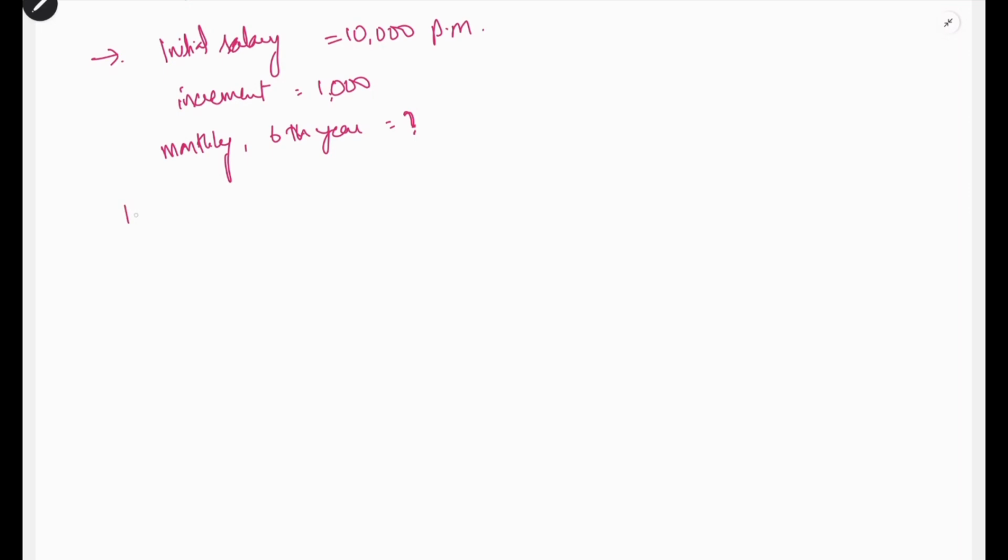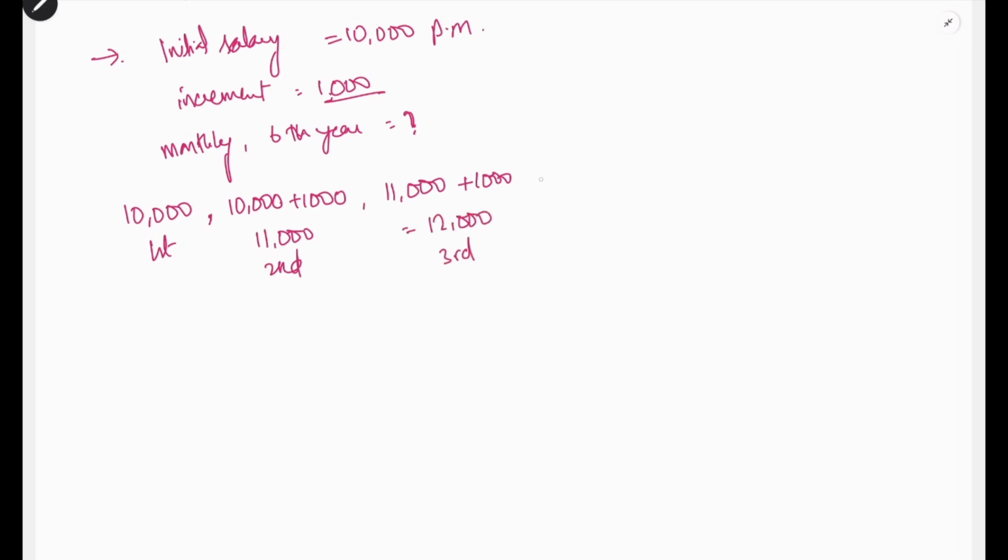For the first year the salary is 10,000, and for the second year it is 10,000 plus 1,000, because he gets an increment of 1,000 every year. It is 11,000 for the second year, and for the third year it is 11,000 plus 1,000 increment, it is 12,000. And this goes on. If we see this, the first term is 10,000, the second term is 11,000, the third term is 12,000.